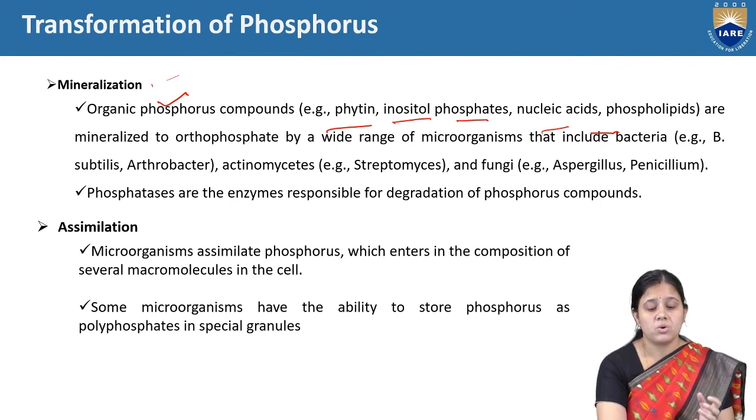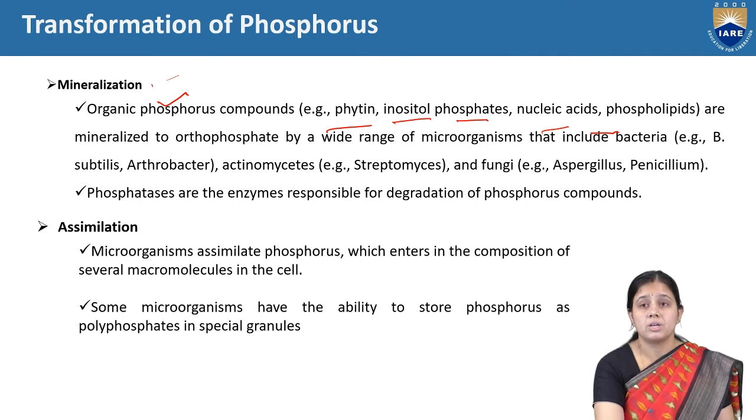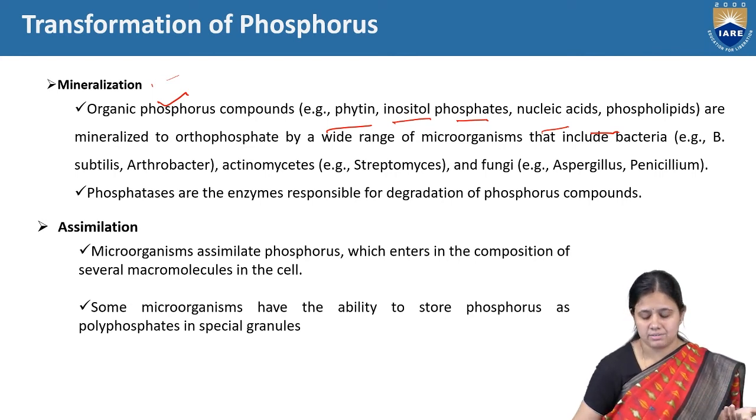Assimilation is when microorganisms assimilate phosphorus, which enters the composition of several macronutrients in the soil. Some microorganisms have the ability to store phosphorus as polyphosphate in special granules inside the cell. They absorb this phosphorus into their cells, and then use it for their daily activities.